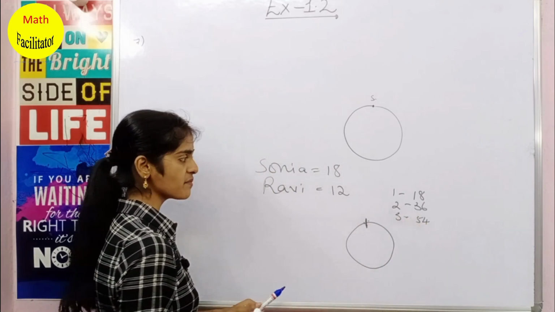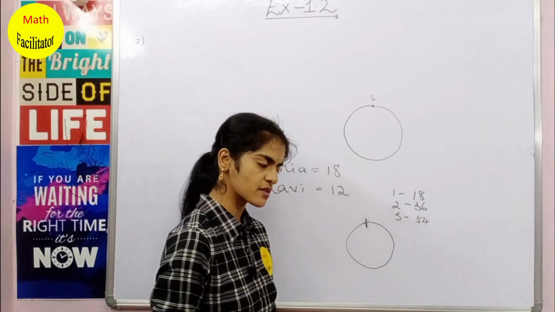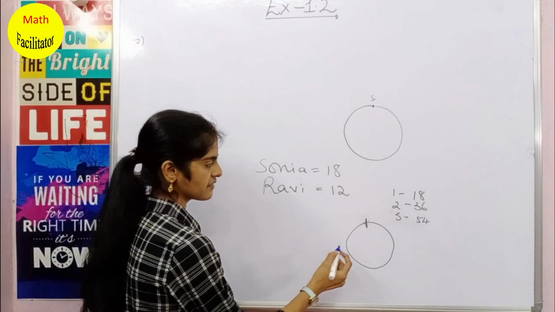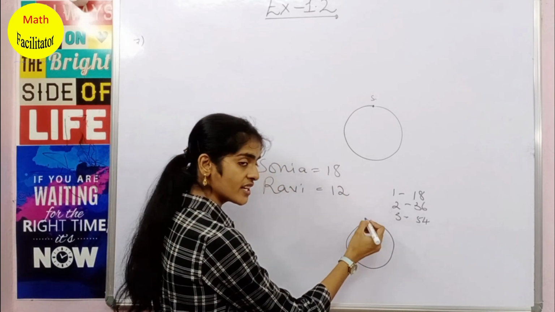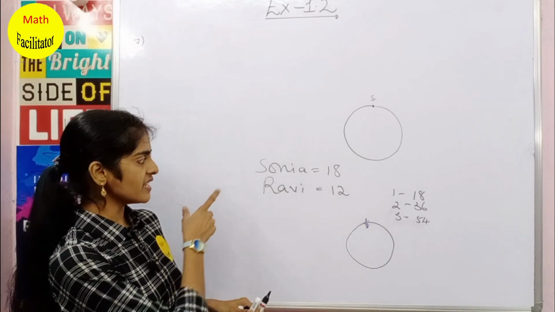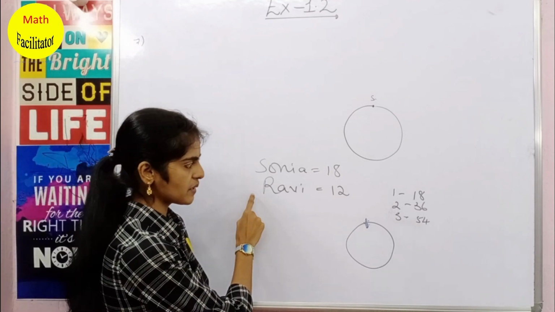Okay, so that means Sonia is taking 18 for first round. For second round she will take 36 minutes. For third round she will take 54 minutes. Similarly, let us find for Ravi. Ravi is starting from the same point at the same time. Now you have to find out when will these two people meet. When will these two people meet?